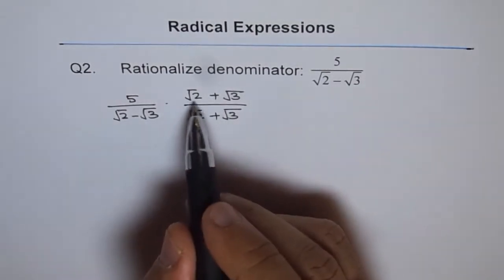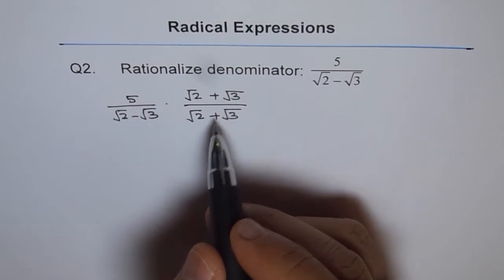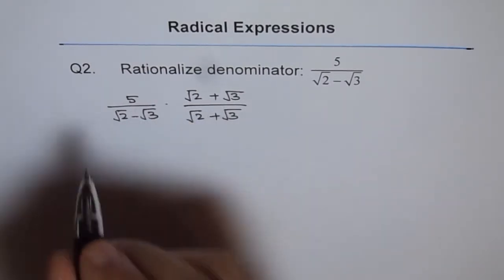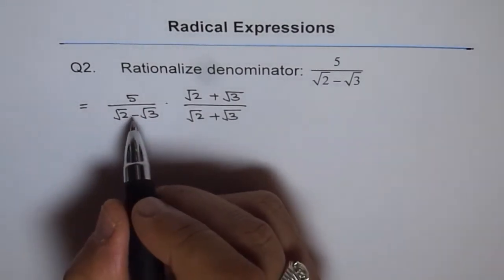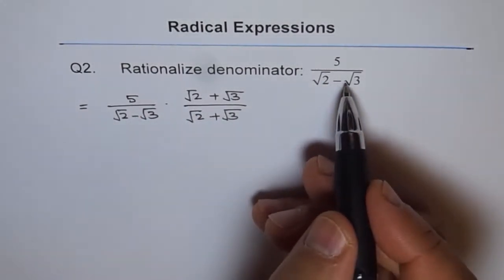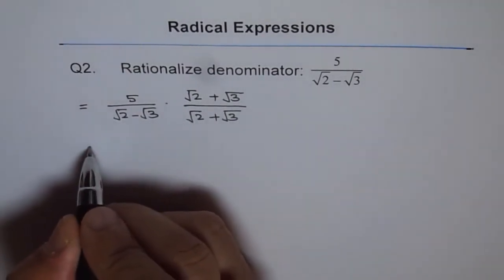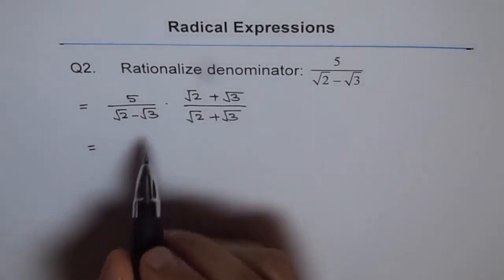Now, square root 2 plus square root 3 divided by square root 2 plus square root 3 is like multiplying by 1, right? It's kind of 1. So when you write any expression and multiply by 1, you get the same expression. So this is equal to this, correct? But it makes a major change, and the change is, now, look at it.